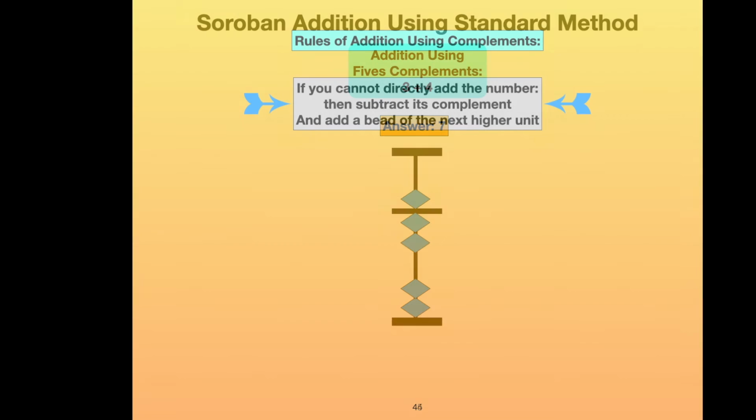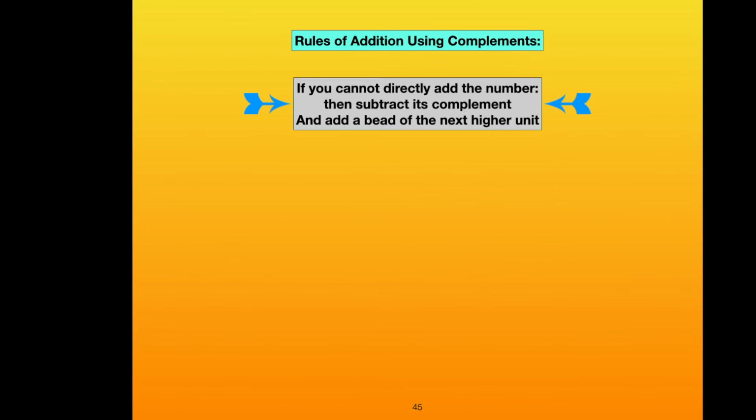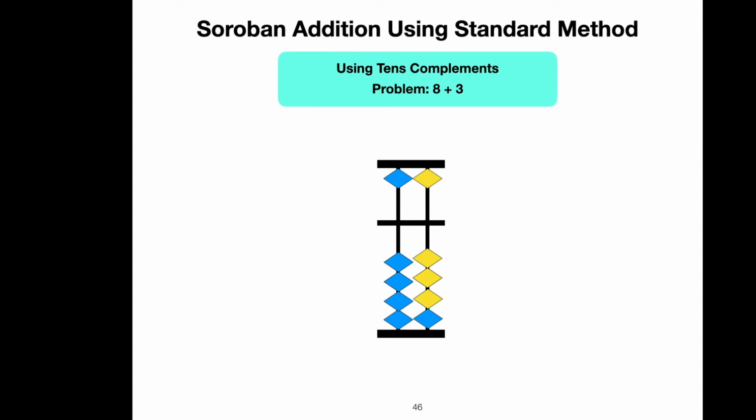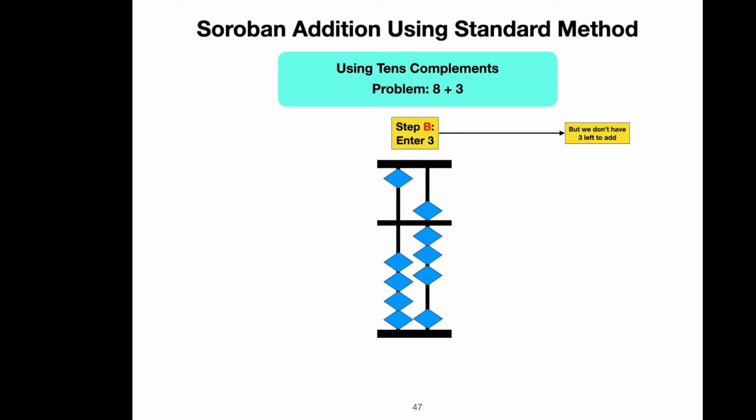Now, there also are other kinds of complementary problems that use this same rule, and one example is 8 plus 3. So again, we're going to enter the number 8 onto our abacus. There we are, 8 has been entered. And now we're going to enter the 3, but we find out we don't have 3 1 beads left on that rod to add. So what do we do?